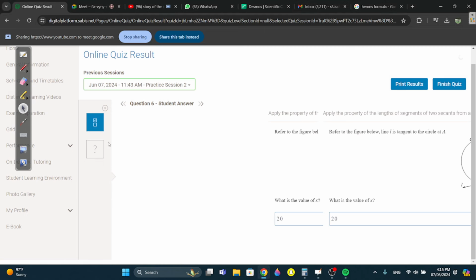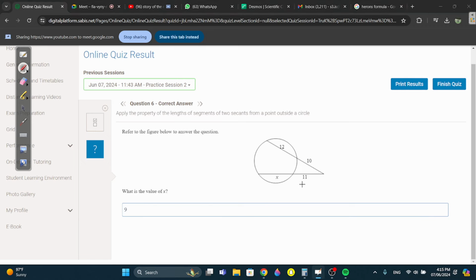Question 6. What's the value of x? Again, whole times exterior equals whole times exterior. So whole thing, which is 22, times the exterior part, which is 10, equals the whole thing, which is 11 plus x, times the exterior part 11. Okay, 22 times 10, 220. 11 times 11, 121. 11 times x is 11x.